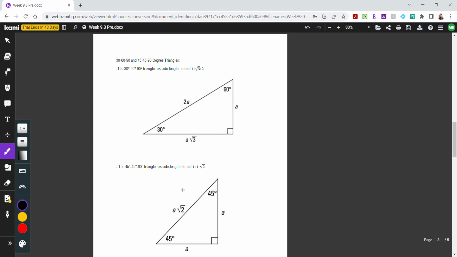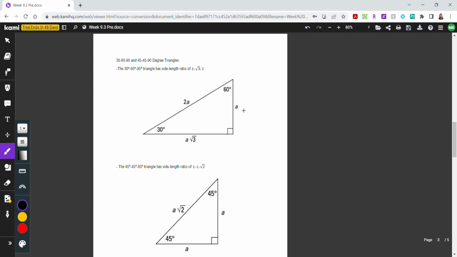So the 30, 60, 90 triangle has a side length ratio of 1 to square root 3 to 2. As you can see, opposite of 30 degrees is A, opposite of 60 degrees is A square root 3, and opposite of 90 degrees is 2A. Now here's a trick to solve these questions.